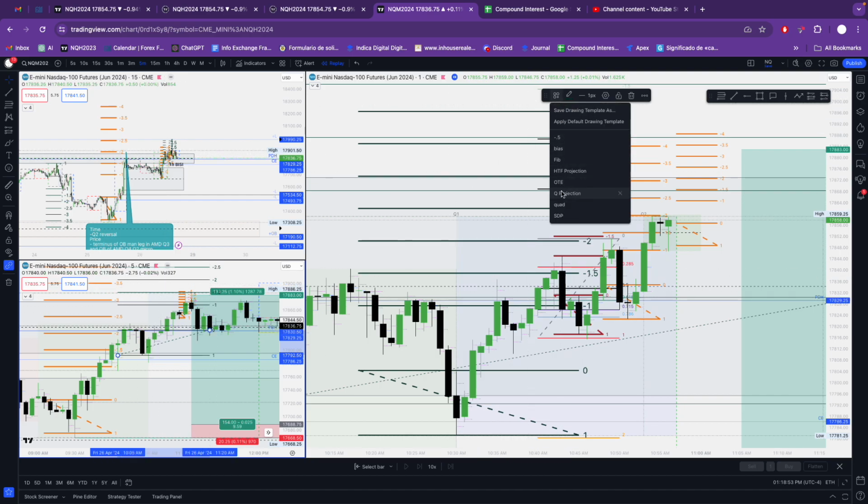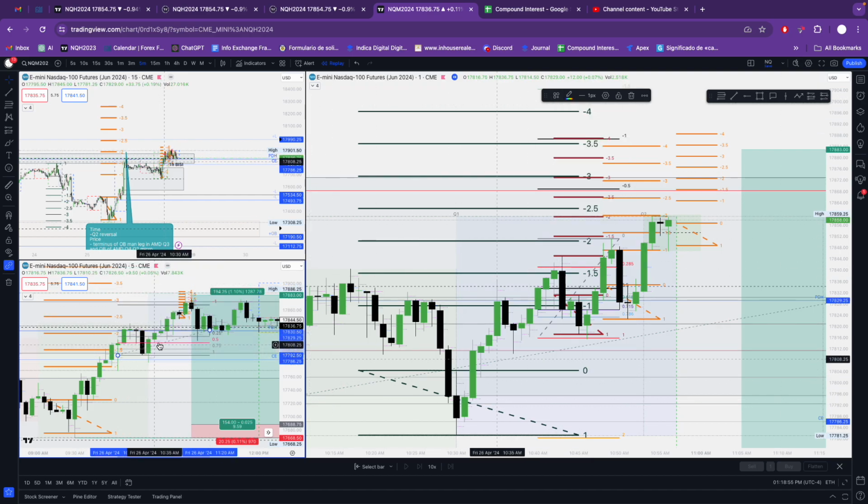But nonetheless, let's quad this out. Notice that we're in the upper quadrant. Bodies closed where? Well, that's where it opened up. But bodies opened, came down. This is our manipulation into what? Higher time frame PD array. So that's what we have to look at this as.